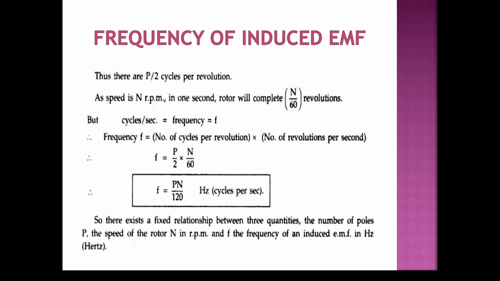So there exists a fixed relationship between three quantities: the number of poles, the speed of the rotor N in rpm, and the frequency of the induced EMF in hertz. Poles, speed and frequency: F is equal to PN by 120.